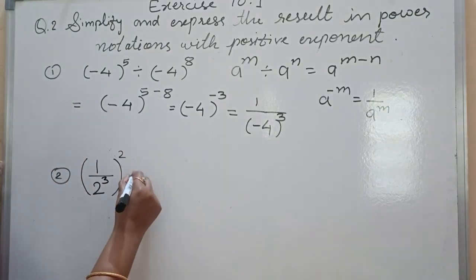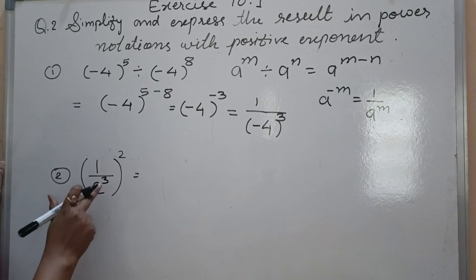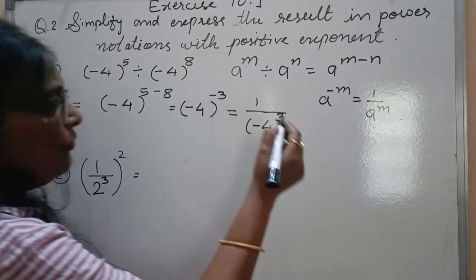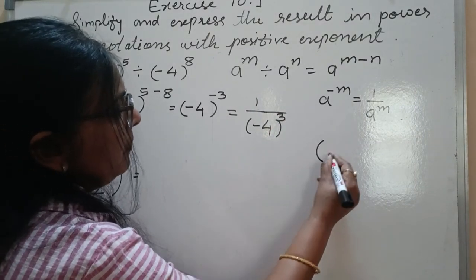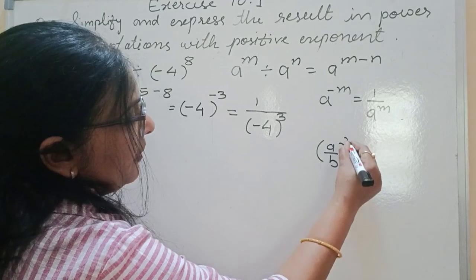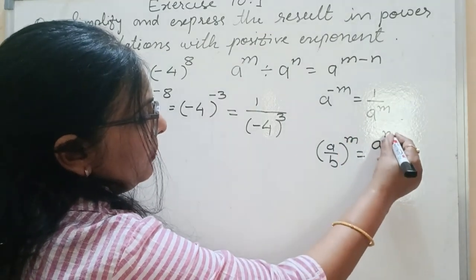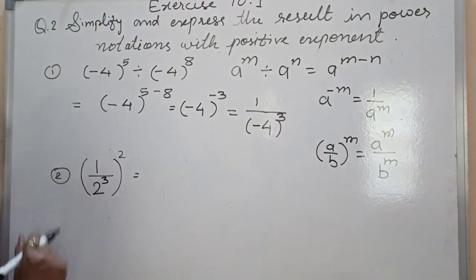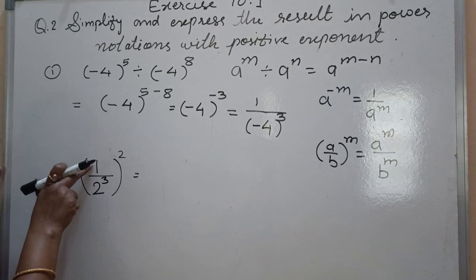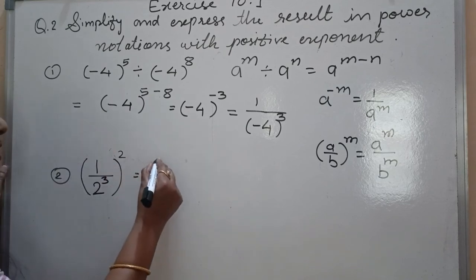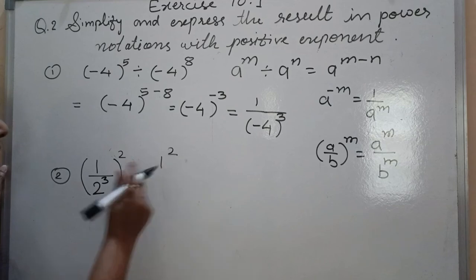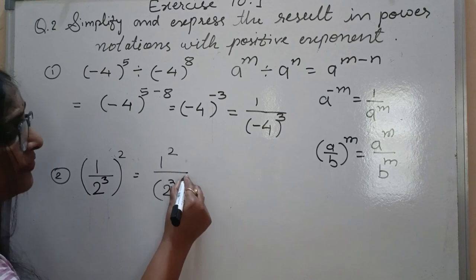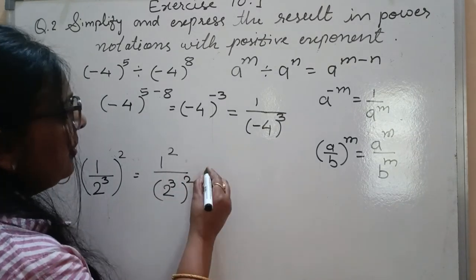Next. Now here, 1 by 2 cube and whole to the square. Okay. How you can write? You have learnt one law here. A by B raised to the power m is equals to a raised to the power m divided by b raised to the power m. Similarly, we are going to do what you will write here. Your a is 1 and this is your b. So, you are going to write 1 square divided by 2 cubes whole square. Now, solve this.